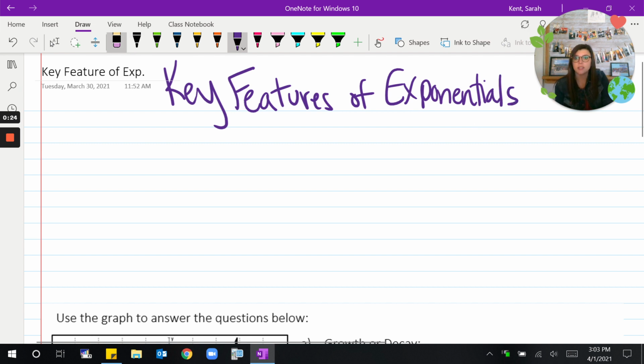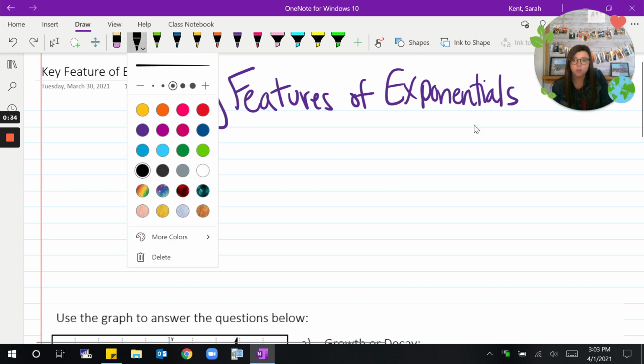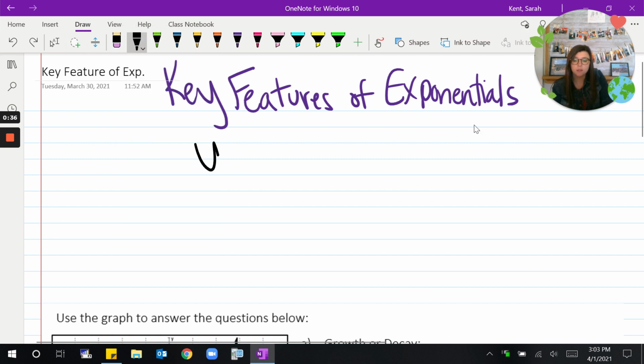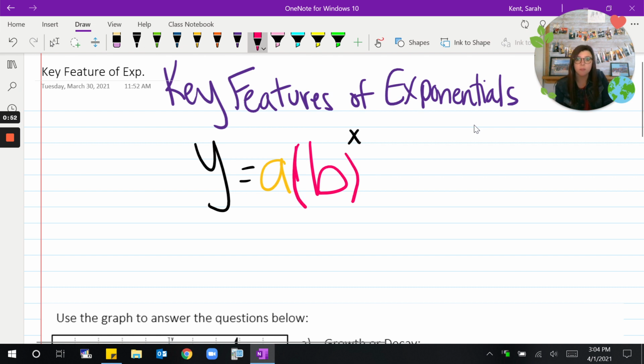So here is the equation we'll be using for an exponential. It'll be y equals a times b to the power of x. Most of the time this b will be in parentheses. So you'll see there are two different numbers.